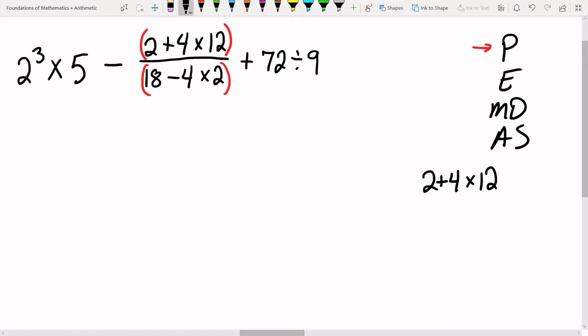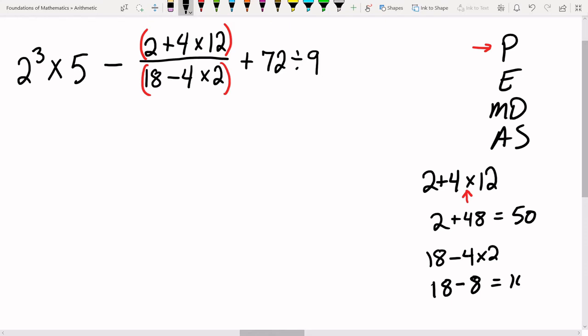Again, we have an addition and a multiplication here. Multiplication is higher in the order of operations, so we're going to do that first. 4 times 12 is 48. And 2 plus 48 is 50. Now the bottom quantity in the parentheses is 18 minus 4 times 2. We have subtraction and multiplication in this one, and you can see multiplication is higher up, so we're going to follow that one. So 4 times 2 is going to be first. 4 times 2 is 8. And then the last thing to do is 18 minus 8, which is 10.